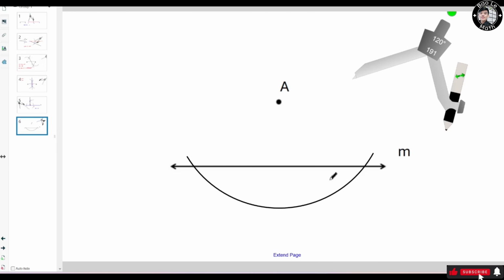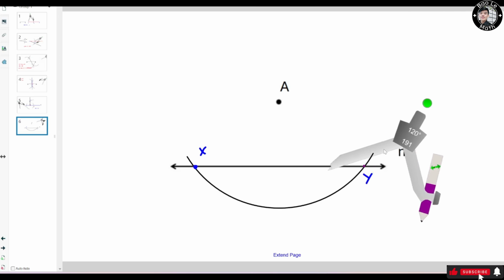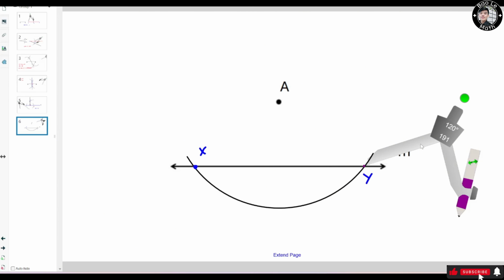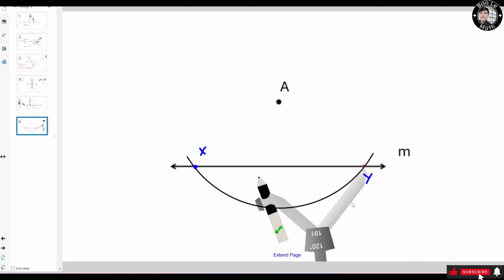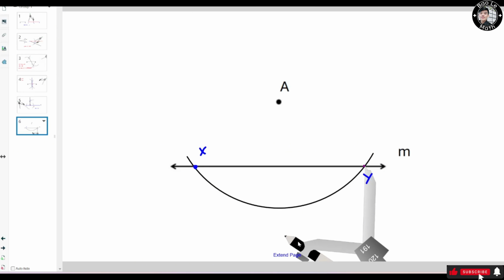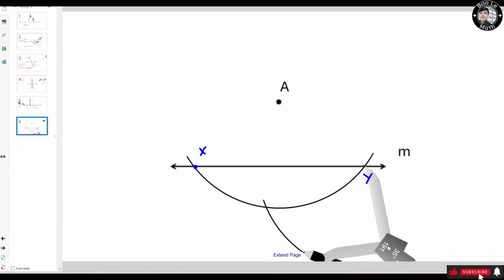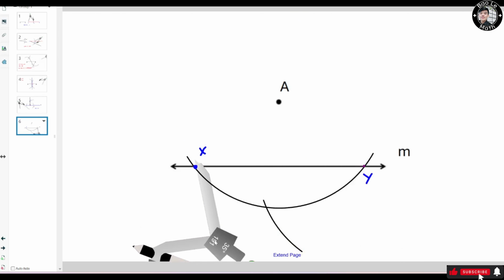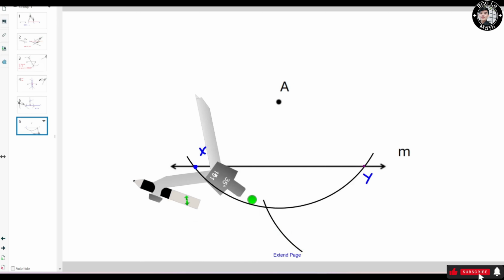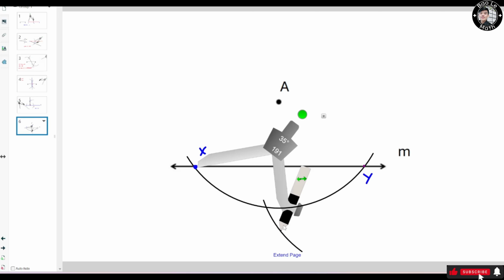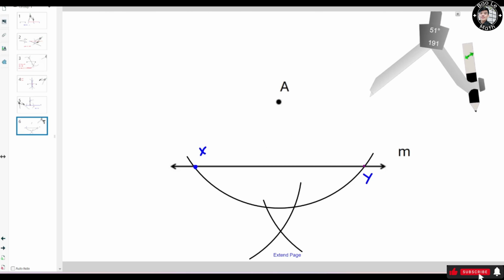Now this arc intersects the line M at point S and Y, right? Now I'm going to bring the compass needle to point Y. Rotate the compass down over here. You're going to draw another arc right here. Keep the same compass setting and then move the compass needle to point S right here. Then you're going to draw another arc right here. Now you have the new intersection Z.